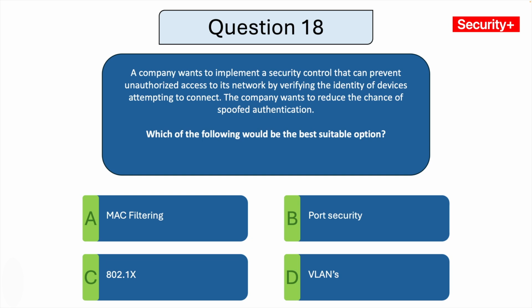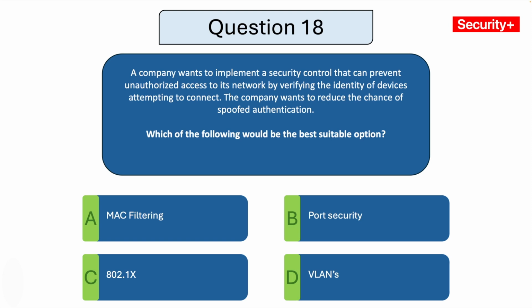Question 18. A company wants to implement a security control that can prevent unauthorized access to its network by verifying the identity of devices attempting to connect. The company wants to reduce the chance of spoofed authentication. Which of the following would be the most suitable option? A. MAC filtering. B. Port security. C. 802.1x. Or D. A VLAN.